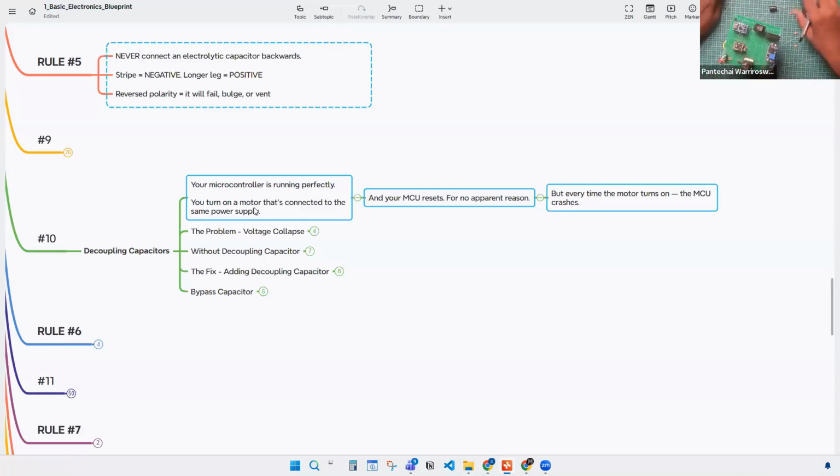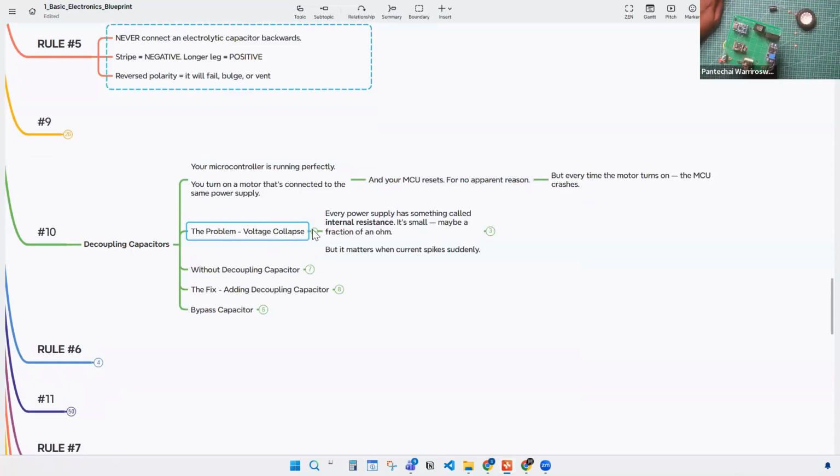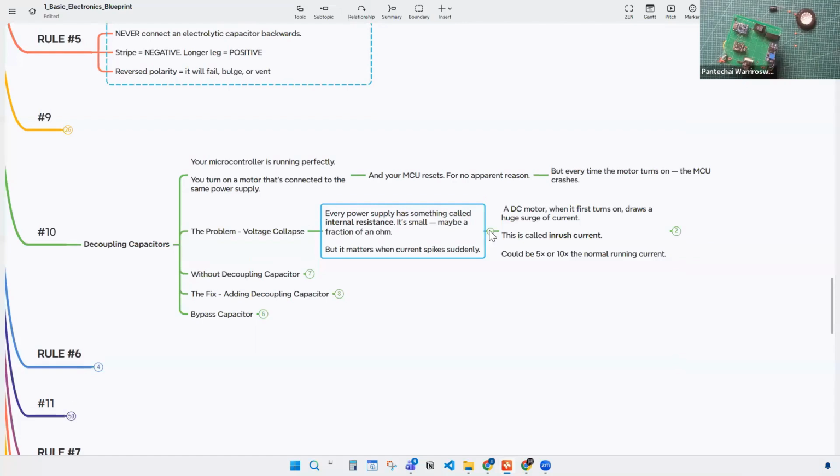That issue is called a voltage collapse, because every power supply has some small internal resistance. And whenever there is a current spike, like when you are rotating the motor, here we have a motor. Whenever the motor is running for the first time, it is going to draw a huge current, guys.